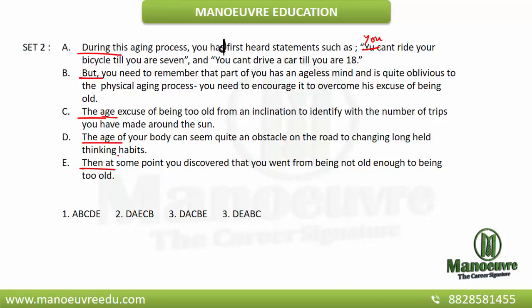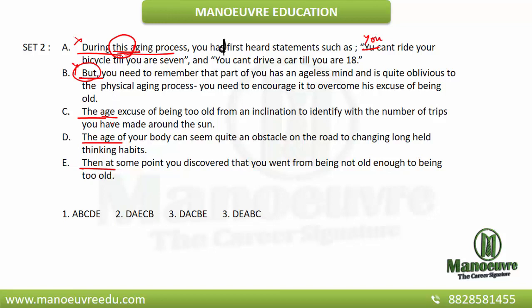Now let us try and eliminate. The first step is to eliminate all the sentences that we think will never be the opening sentence. Now during this aging process, we are talking about this aging process. Which aging process? We have not mentioned something before that. So there must be something talking about our aging process, and this must be the continuation of that sentence. So this cannot be our opening statement. Let us see the next statement. But you need to remember, again here but, which means I am contradicting something that I have already mentioned. So this also cannot be my opening sentence.